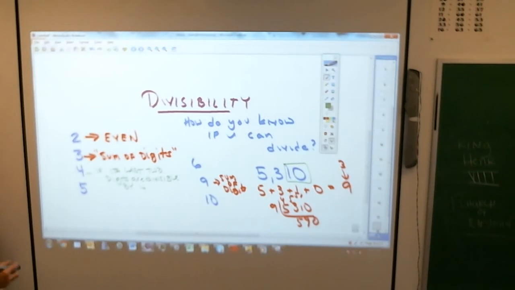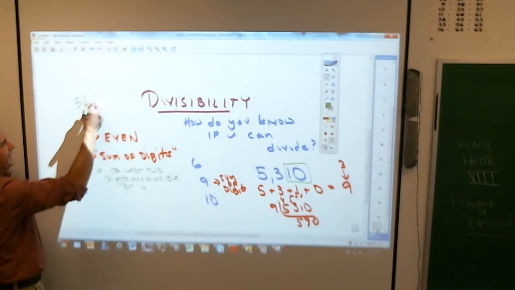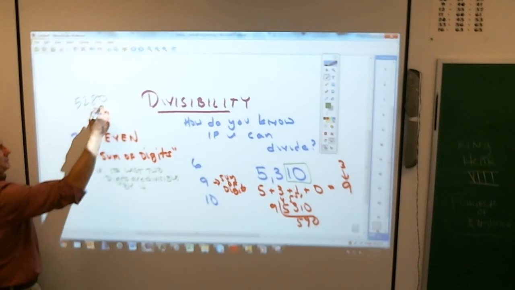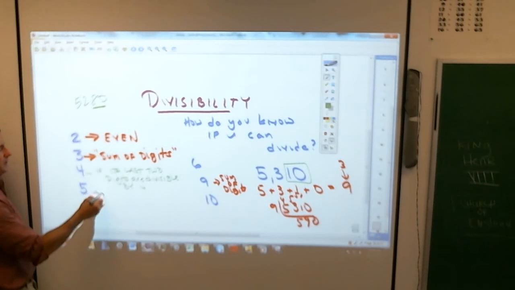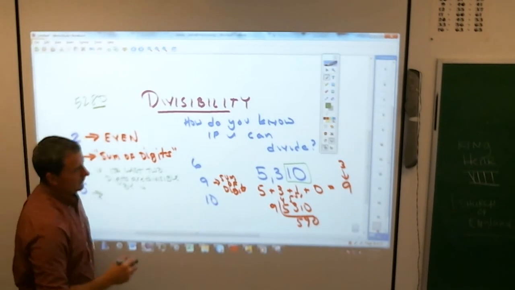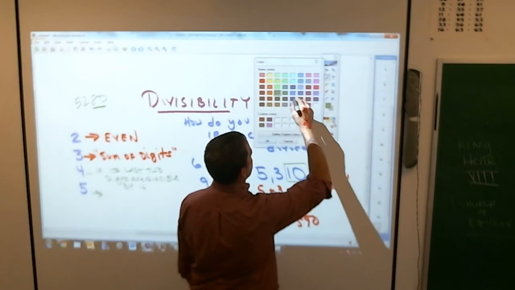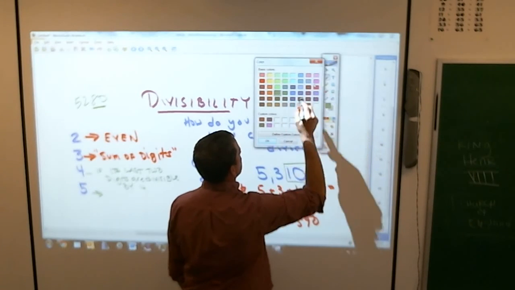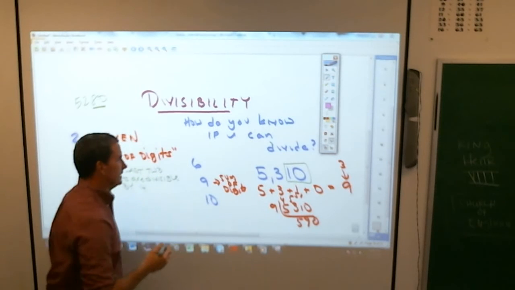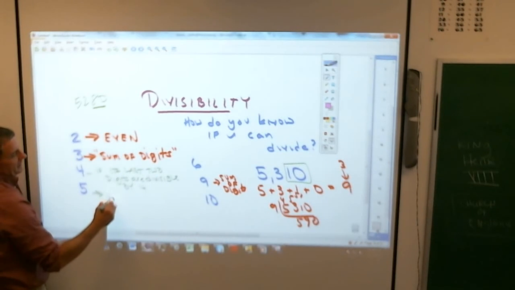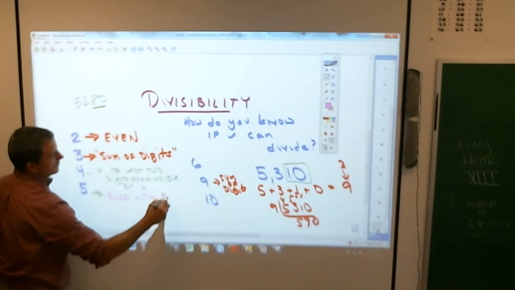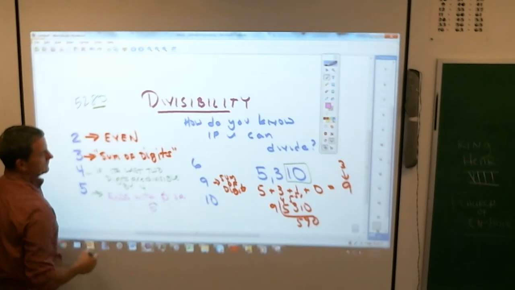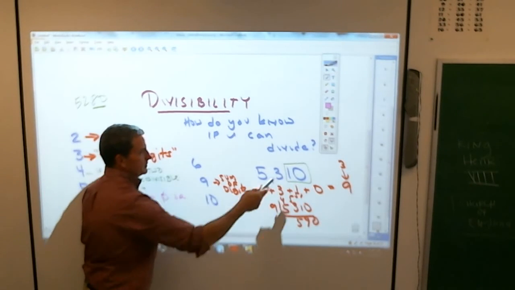If you had 5,280, does 4 go into that? Yes, because 4 will go into 80. If its last 2 digits are divisible by 4, then it is. 5 should be a pretty easy one for you. Something's divisible by 5 if it ends with a 0 or a 5.